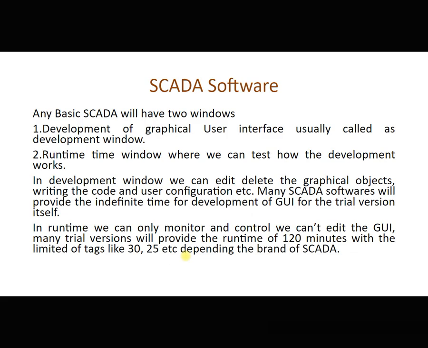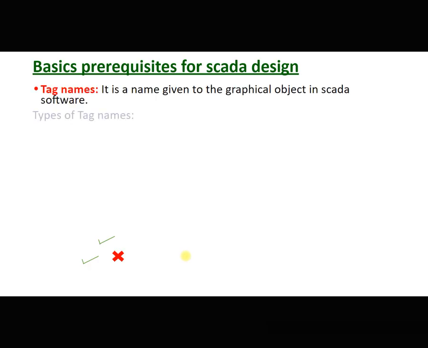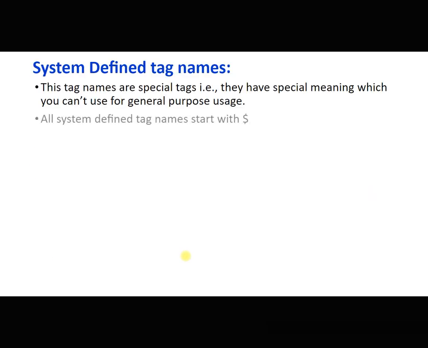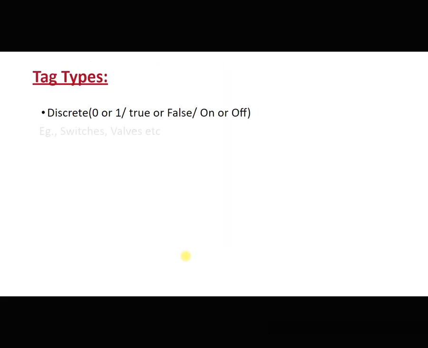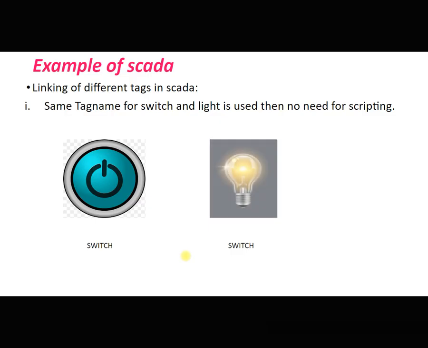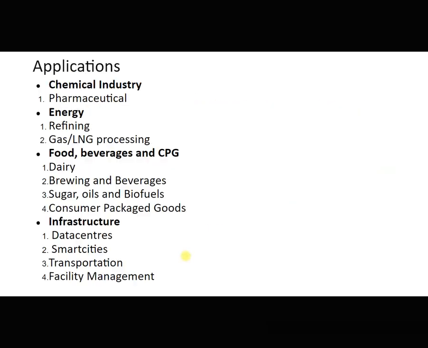This is about the general SCADA. Next we learned what will be inside the SCADA software. What is a tag name, different types of tag names, and what rules we need to follow. All these things, different types of user defined tags, and how we do the simulation in SCADA, that too with scripting and without scripting. And applications. So this is about the introduction to SCADA.